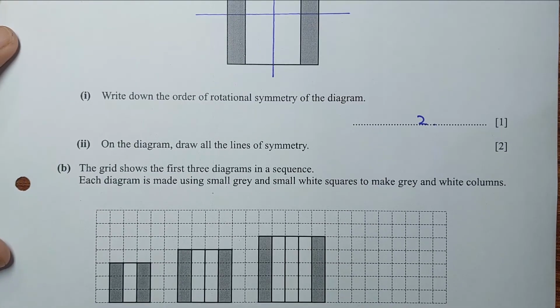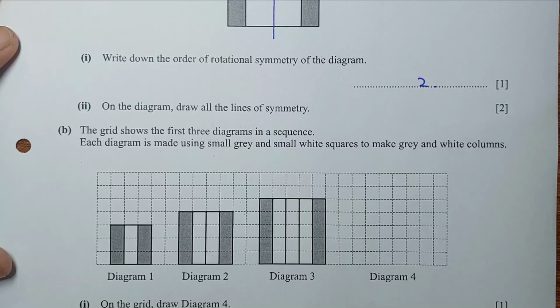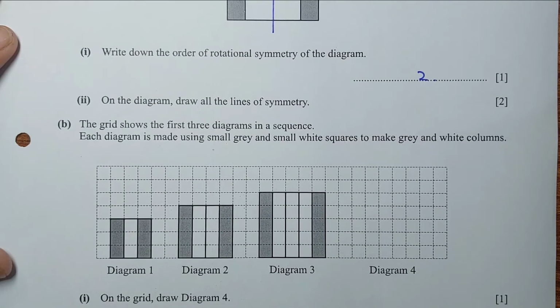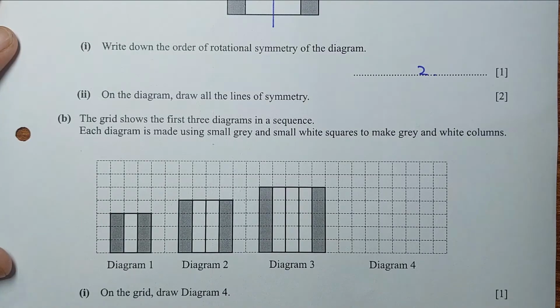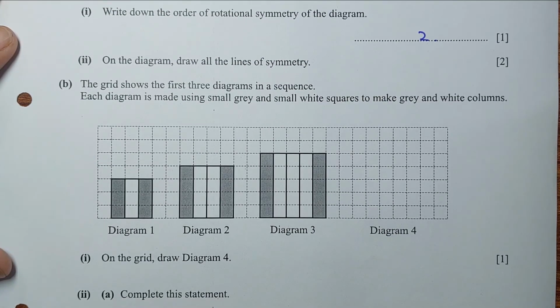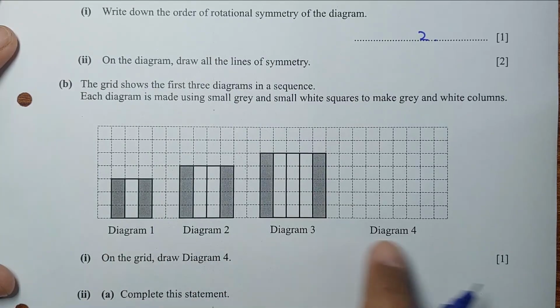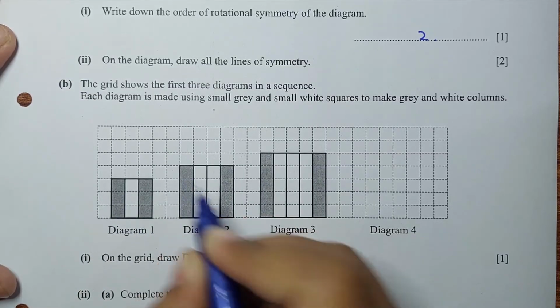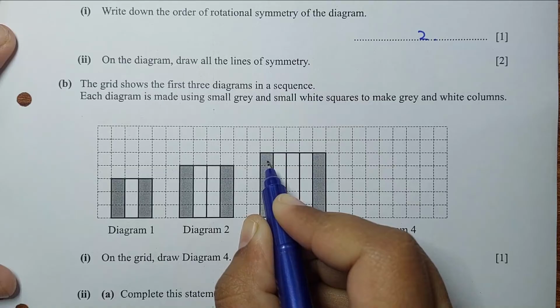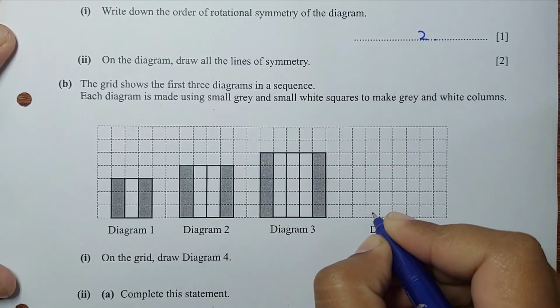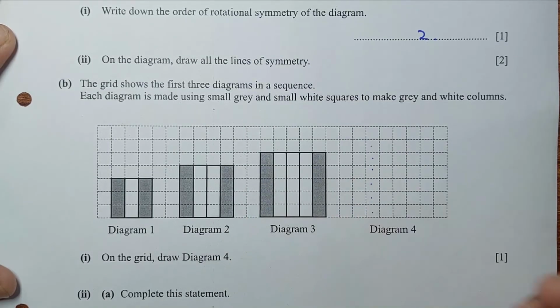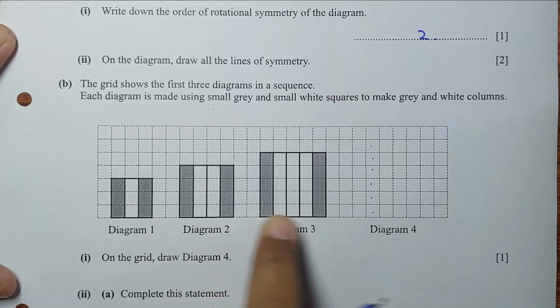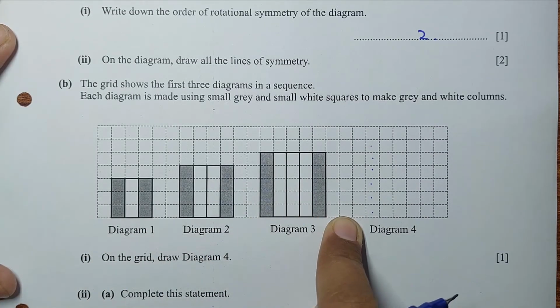Now for part B, the grid shows the first 3 diagrams in a sequence. Each diagram is made using small gray and small white squares to make gray and white columns. Diagram 1, 2, 3, 4. On the grid, draw diagram 4. So we have 1, 2, 3, then 1, 2, 3, 4, then 1, 2, 3, 4, 5. So it is increased, right? 1, 2, 3, 4, 5, 6 this time, and the gap is 2, right?